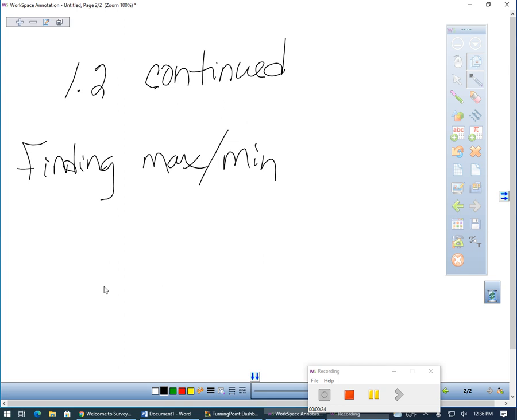So in the graph I just gave you, what does it look like? Yeah, so in this one, does it have a max or a min? So this one is increasing the entire time, right?